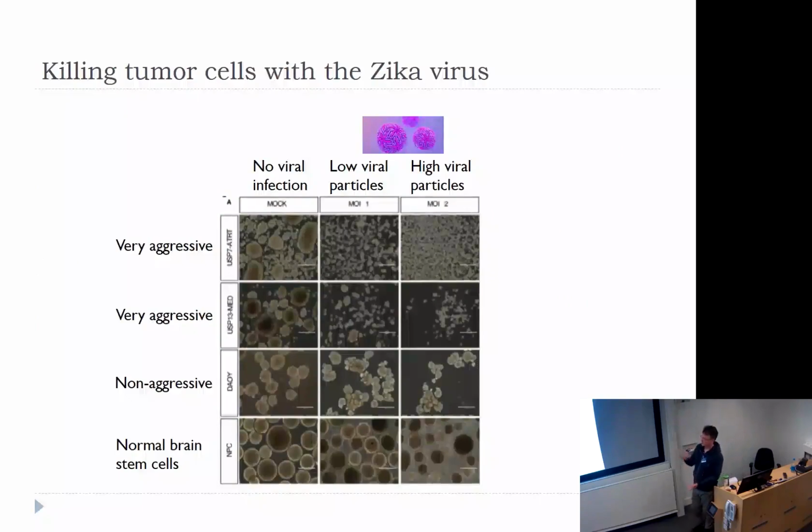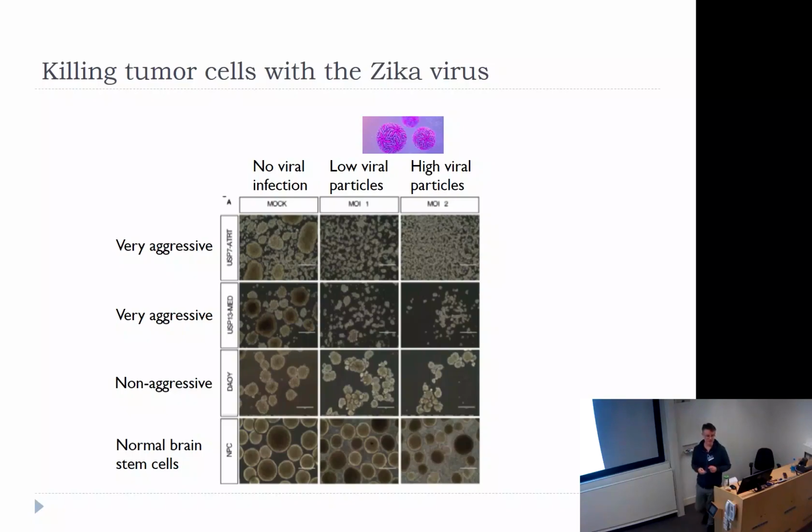So these are going back to our cultured cells. Remember, that's our model here. And this is just to show you the effects of Zika. So this is a representation of the Zika virus. And what we've got here are different types of cells. At the bottom here, we've got normal brain stem cells. Okay, and actually, the Zika virus has very little effect on the growth of those tumor spheres. But if you look at the very aggressive tumor stem cells, you can see that the Zika virus essentially kills those cells very specifically.